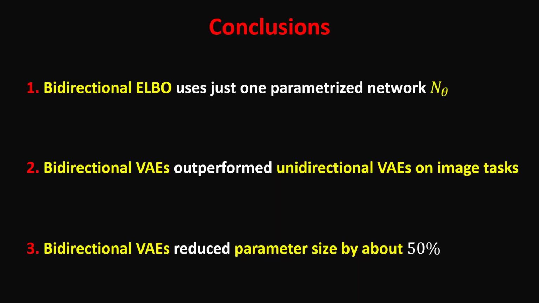So in summary, bidirectional VAEs use bidirectional backpropagation and ELBO. The result is just one network. Bidirectional VAEs, everywhere that we tested, outperformed unidirectional VAEs and at no extra cost. And we reduced again the parameter size by 50%.